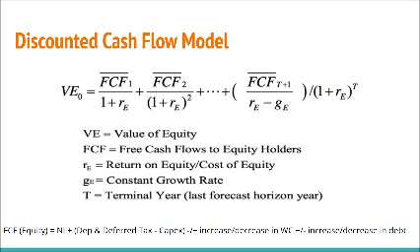From this formula we can see the different variables that we need in order to get an estimate of the market value of equity. This includes the free cash flow to equity holders, the return on equity or cost of equity, given by RE, and also the constant growth rate given by GE. At the bottom is the formula for the calculation of free cash flow to equity holders, which is given by net income plus depreciation and deferred tax, minus capital expenditure, and then minus or plus the increase or decrease in working capital, and plus or minus the increase or decrease in debt.